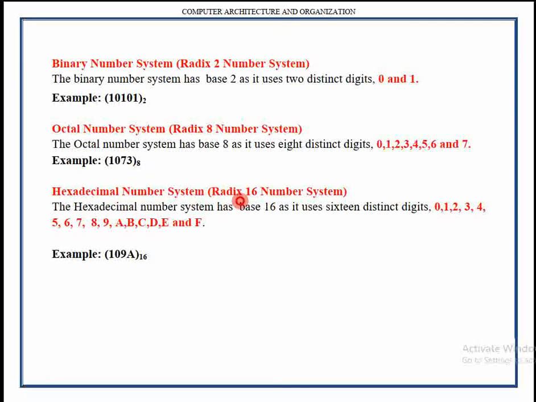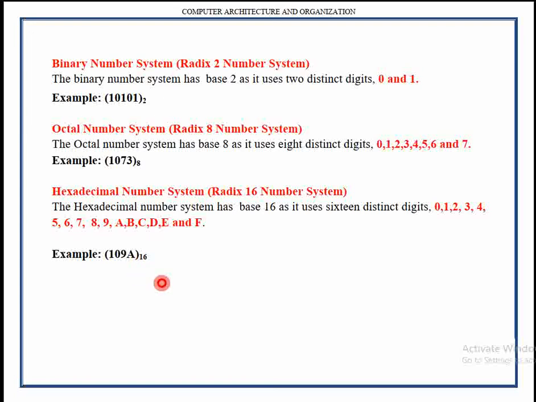Next one, hexadecimal number system. It's also called as radix 16 number system, and it has base 16 as it uses 16 distinct digits from 0 to 9 and from A to F. Here 109A is taken as an example for hexadecimal number, and here it uses the digits only from the set of values defined for hexadecimal number system, that is 0 to 9 and from A to F. Here you can see 109, it falls between 0 to 9, and A is available here. So that's why it's a valid hexadecimal number.